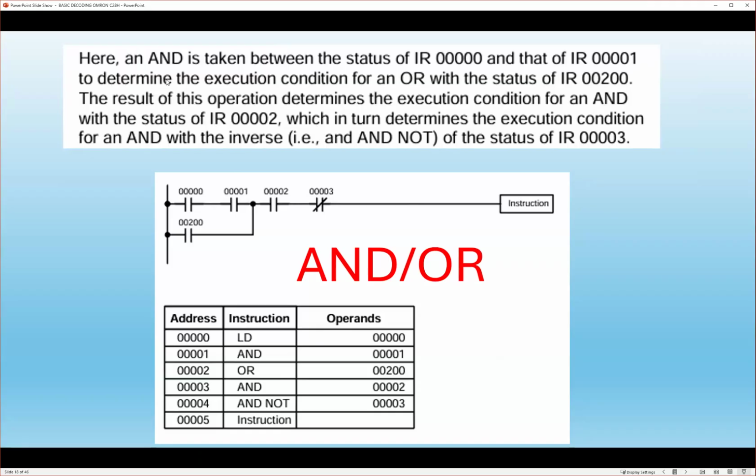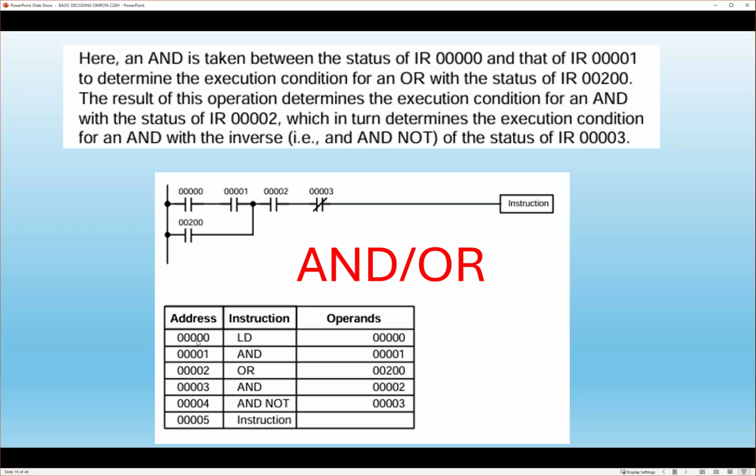Here, this is an AND OR. An AND is taken between the statuses of IR0 and IR01 to determine the execution condition for an OR with the status of IR200. The result of this operation determines the execution condition for an AND with the status of IR002, which in turn determines the execution condition for an AND with an inverse, i.e. AND NOT, of the status of IR3.